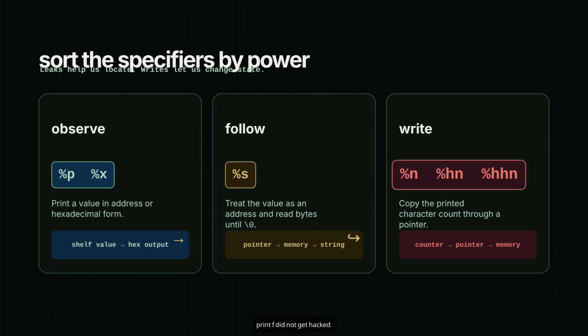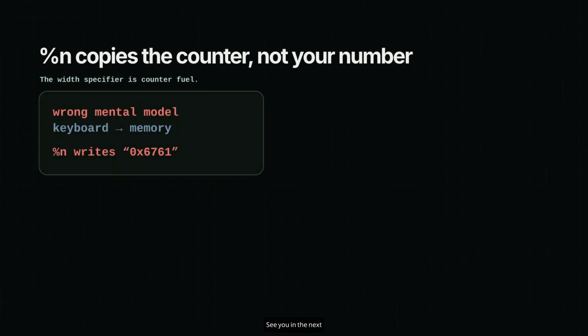Printf did not get hacked. It followed the recipe it was given. The bug was letting the user write that recipe. Safe code makes data become output. Unsafe code lets data become a recipe. Interpretation becomes memory access. And with %n, memory access becomes memory modification. Fix it with printf("%s", buf). See you in the next one, hackers.